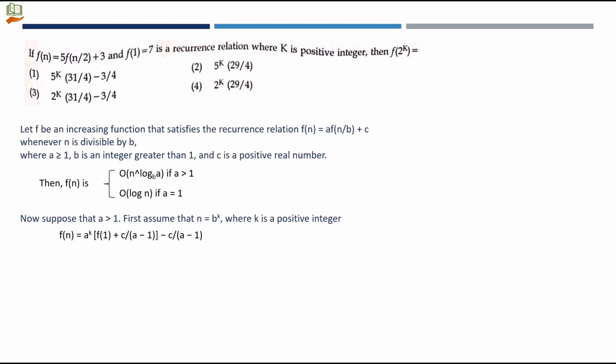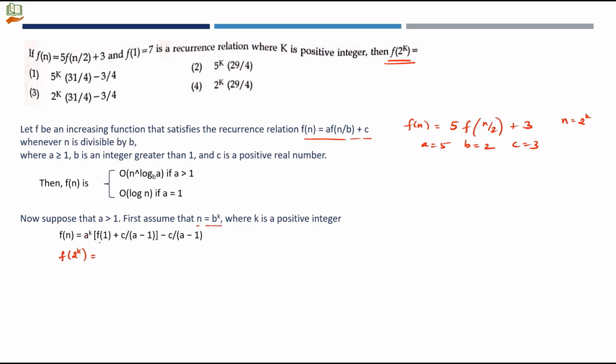Now let's get into the solution part. We have f of n is equal to a into f of n by b plus c. So this is f of n is equal to 5 into f of n by 2 plus 3. From here what we can understand? A is equal to 5, n by b means n by 2, b is equal to 2 and c is equal to 3. And they have mentioned here about n is equal to b power k. Here n is equal to what is b? It is 2 power k. What they are asking us to find? F of 2 power k. So now we have to find f of 2 power k.